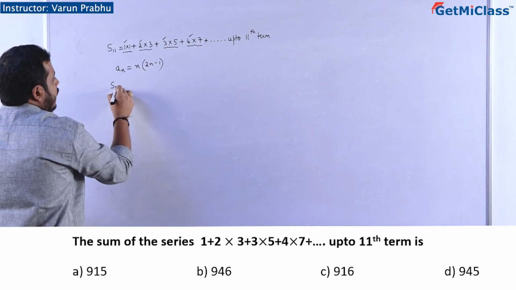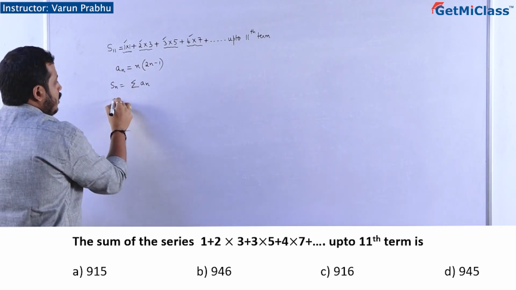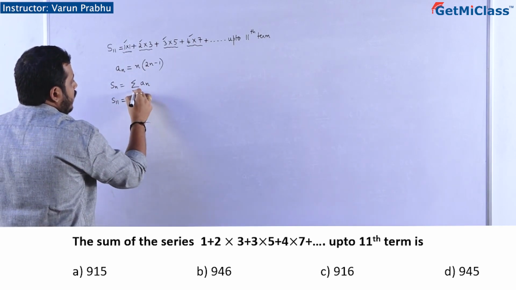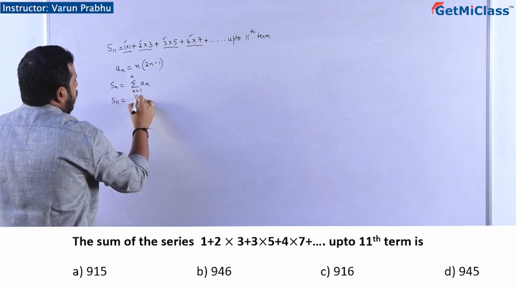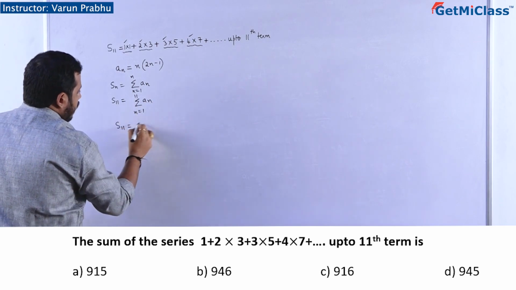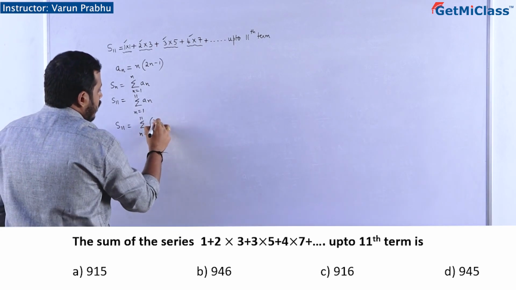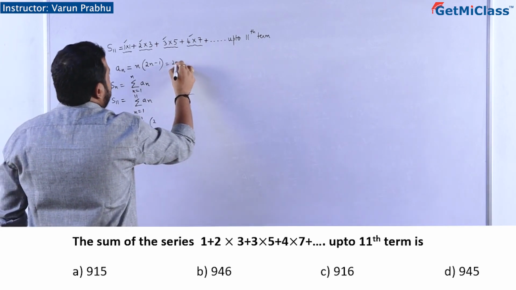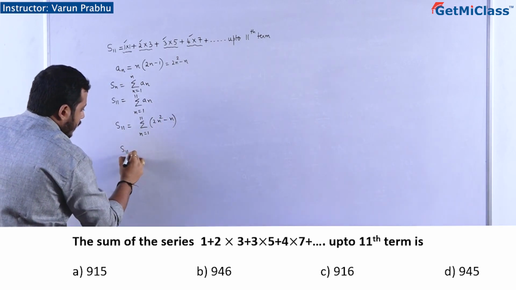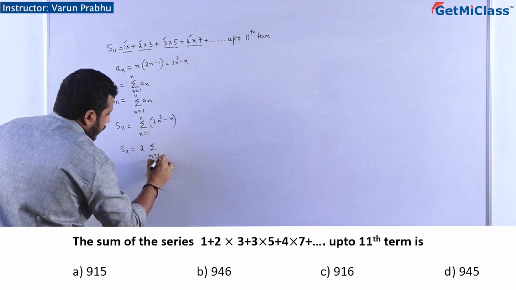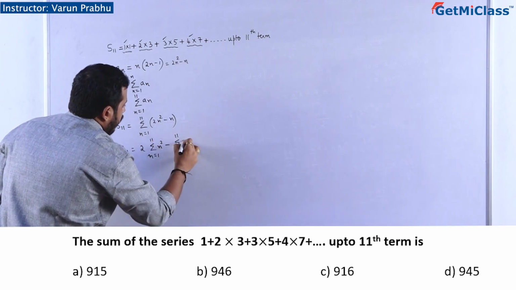Correct? So can you not write Sn as the summation of an, with n from 1 to n. So S11 is equal to sigma n equal to 1 to 11 of an. What is the value of an? an can be written as 2n square minus n. So S11 is equal to 2 into sigma n equal to 1 to 11 of n square minus sigma n equal to 1 to 11 of n.